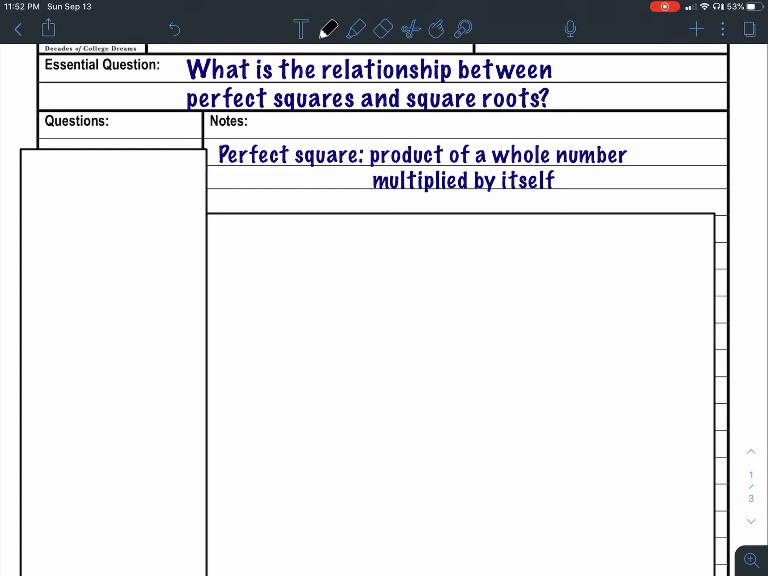Another example would be 7. 7 times itself, 7 times 7 is 49. So 49 is a perfect square.